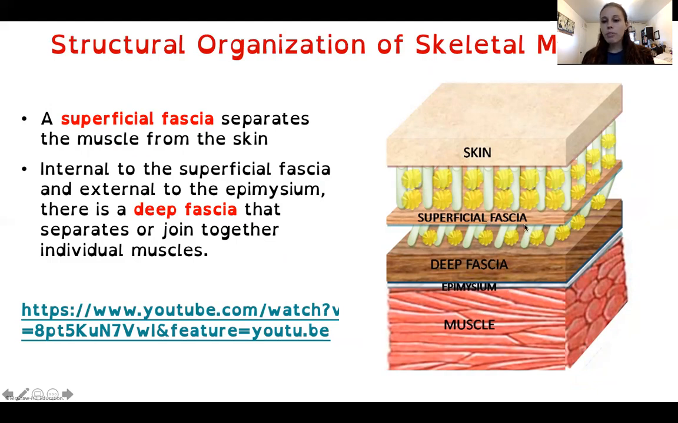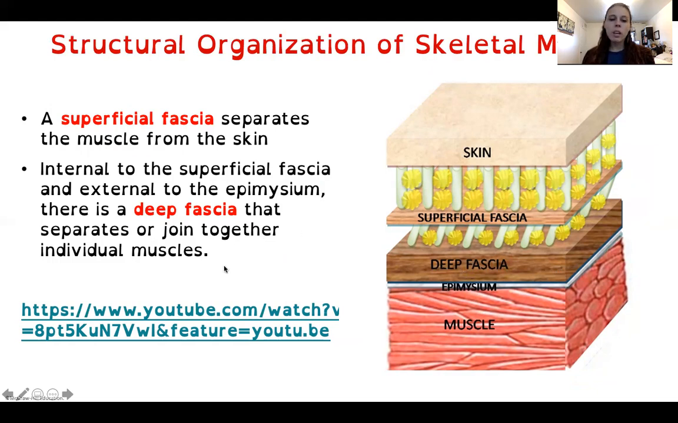But underneath the superficial fascia, we also have a deep fascia. And the deep fascia separates the individual muscles. So it's a layer on top of the epimysium that separates or joins together muscles depending on the region of the body.